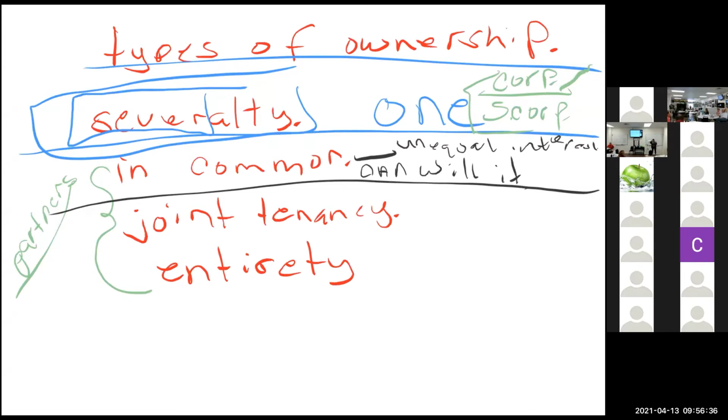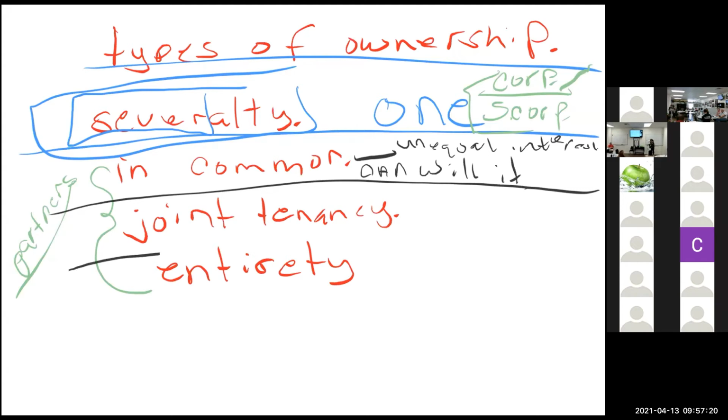If you own a timeshare, how do you own it? Timeshare is tenancy in common. Timeshares are usually vacation homes. You'll have the same unit, and 5 people will own it, or 6, or 10, or 12 people. Some people will own it for a month, some people own it for a week. So that's going to be tenancy in common. Unequal interest, you can will it. You can put somebody in your will saying that when you pass away, they're going to have your interest.